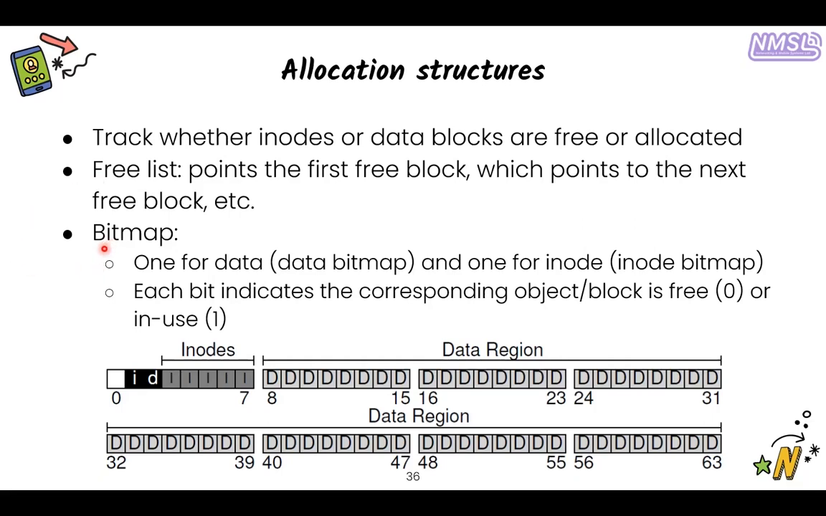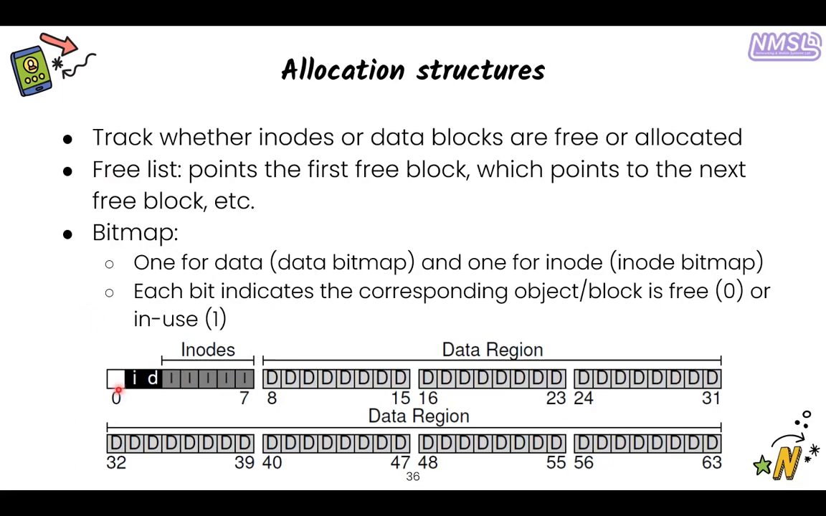For simplicity, instead, here we're going to just use a bitmap. So we're going to have one for data, called the data bitmap, and we'll also have one for inodes, called the inode bitmap. So we have 1 I, 1 D here. Each bit indicates whether the corresponding object or block is free, then we'll mark it 0, or in use, we're going to set that to 1.